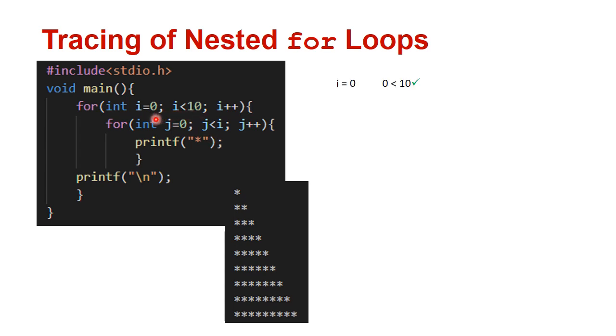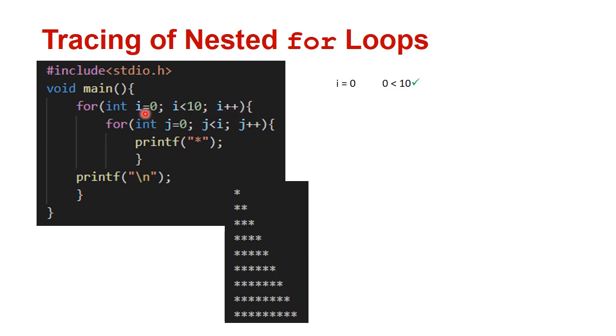So first, int i equals 0. Then we have to check 0 is less than 10. So 0 is less than 10, the condition is satisfied. In the for loops, first we have to go through the initialization, then the condition that must be satisfied. After that we go to the statements. Only after going to the statements do we update.